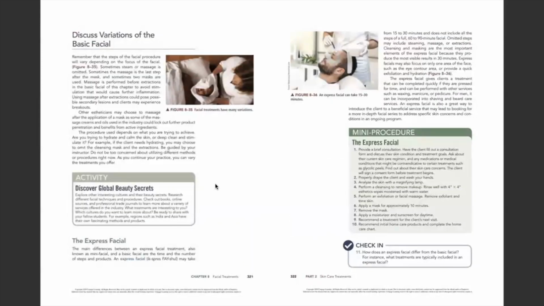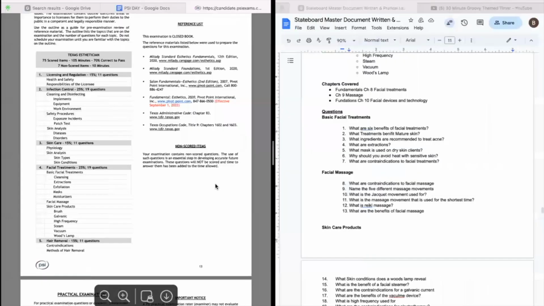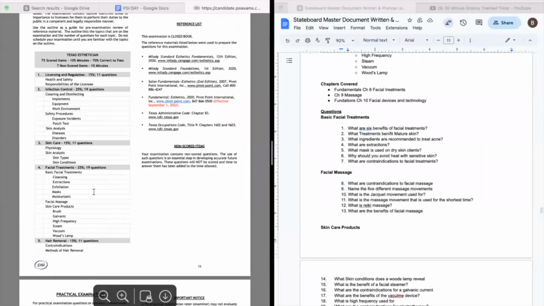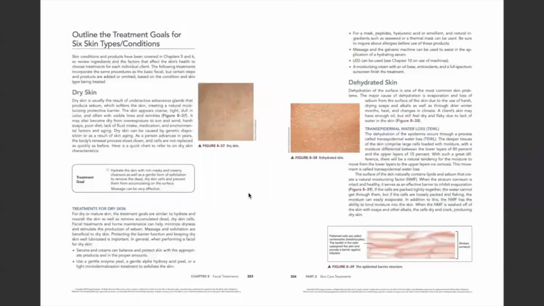I don't think variations of a facial is there. Let's see. No variations of the facial. Transepidermal water loss is a good one that I would note down.